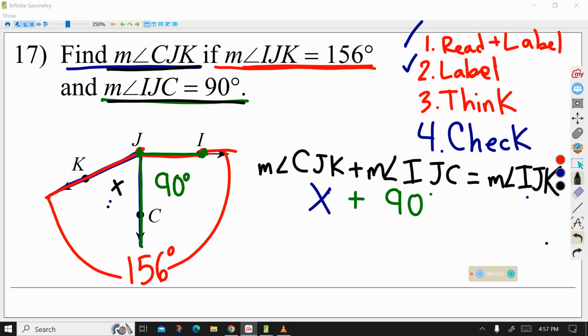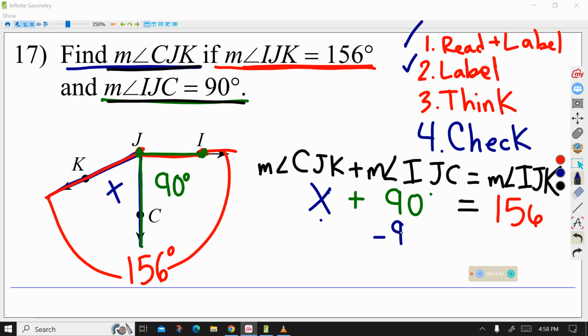Okay, but this is all equal to IJK, and IJK is 156. All right, so I guess the one thing that's not working with the colors is that I did this X in blue, so I guess I can go put that in blue so you can see it. All right, so now we think, okay, what number plus 90 is going to give me 156? Okay, so never just blindly subtract and add. Instead of doing that, make sure that you think about what would make sense here, right? We want a number that if I add 90 to it, I get 156.